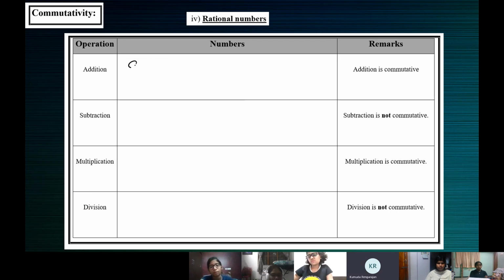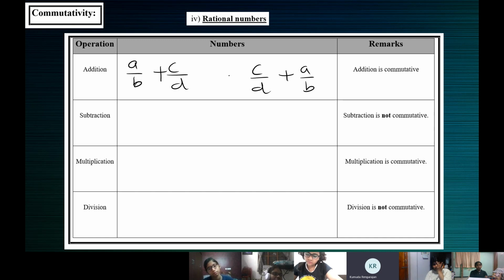So when you have two rational numbers A by B and C by D, when you perform A by B plus C by D and perform C by D plus A by B, the answer is the same in both the cases.